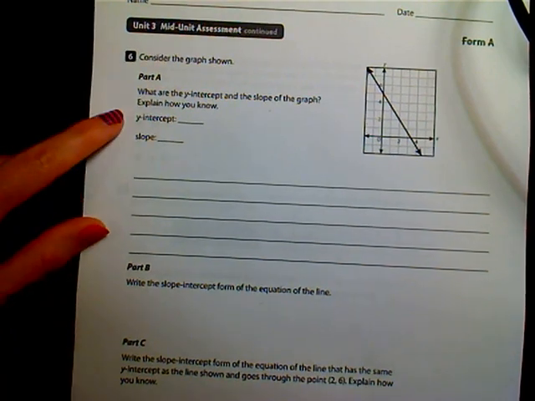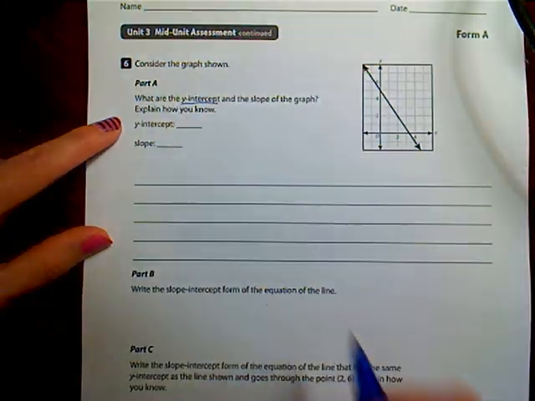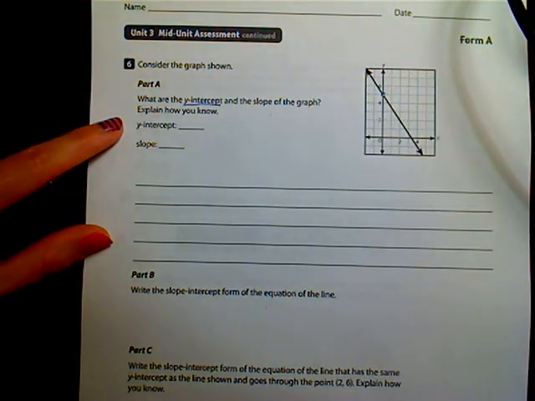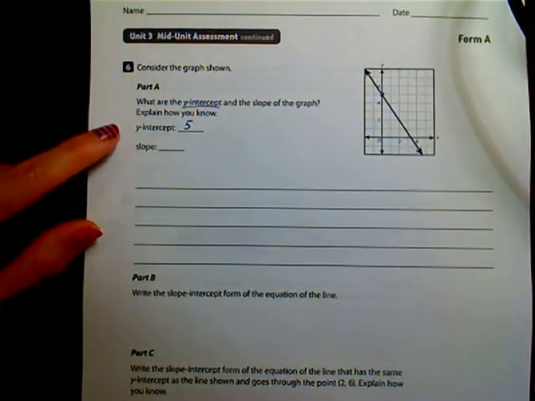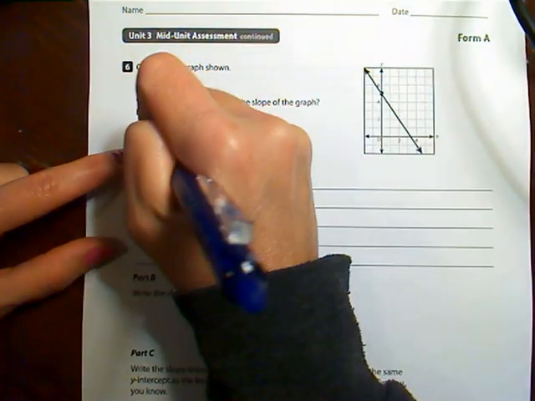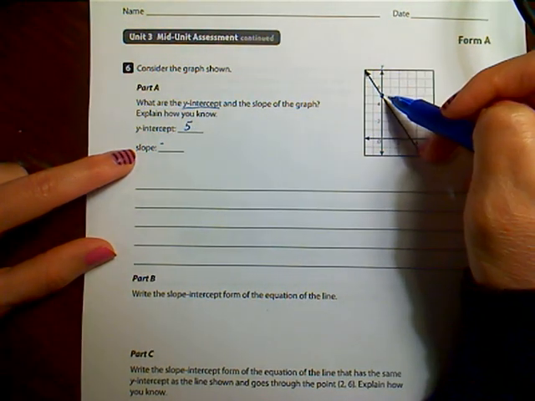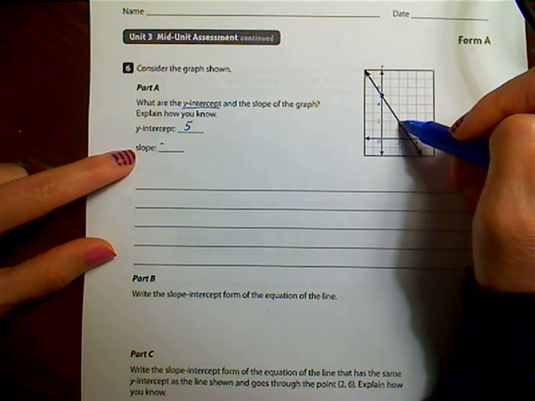What are the y-intercept and the slope? Okay, so the y-intercept is where it crosses the y-axis. There, it crosses the y-axis at 5. So my y-intercept is 5. My slope, see how it's going down? It's going to be a negative slope. I'm going to go ahead and put a negative symbol there. Now, I've already got a dot right here for my y-intercept. I'm going to find another dot where it crosses in the corner of the square. That's a good one right there.